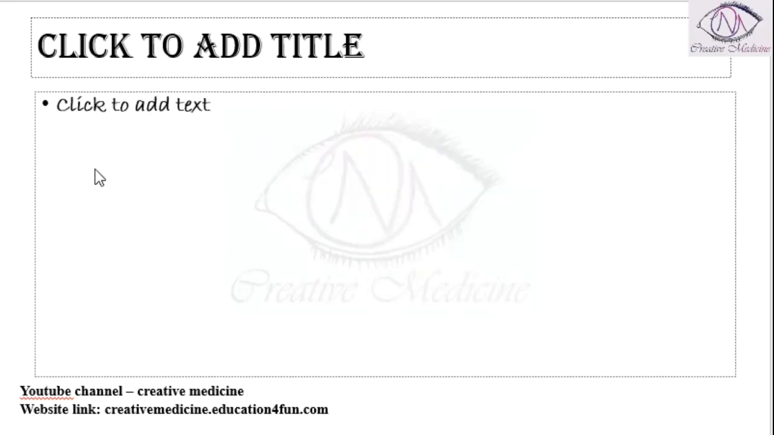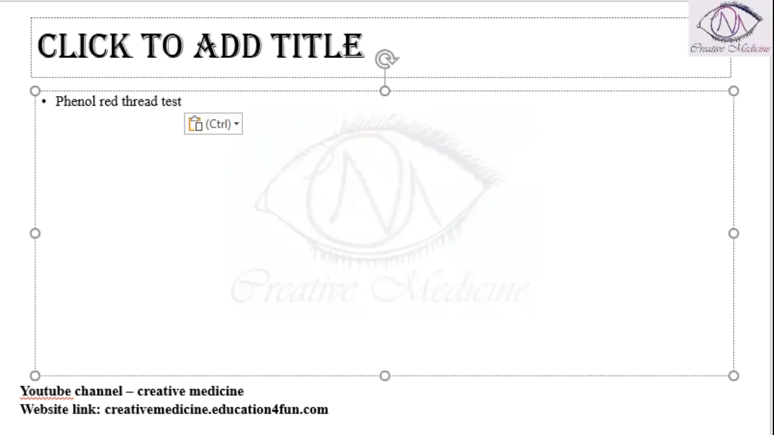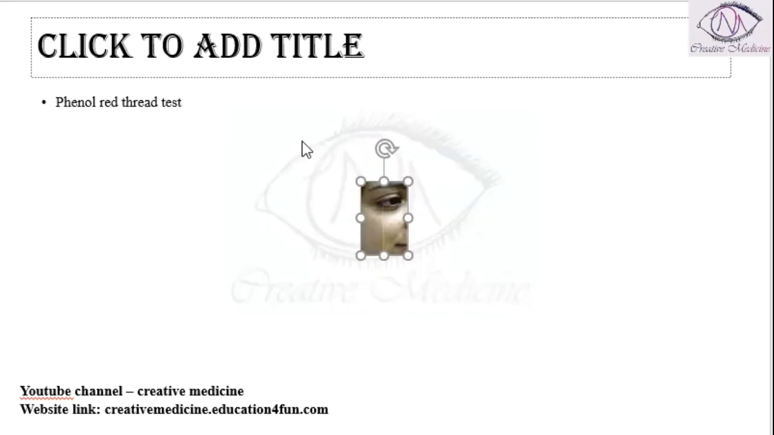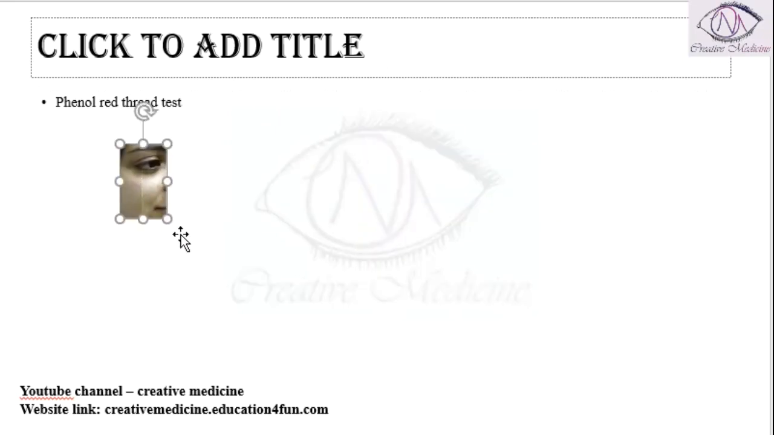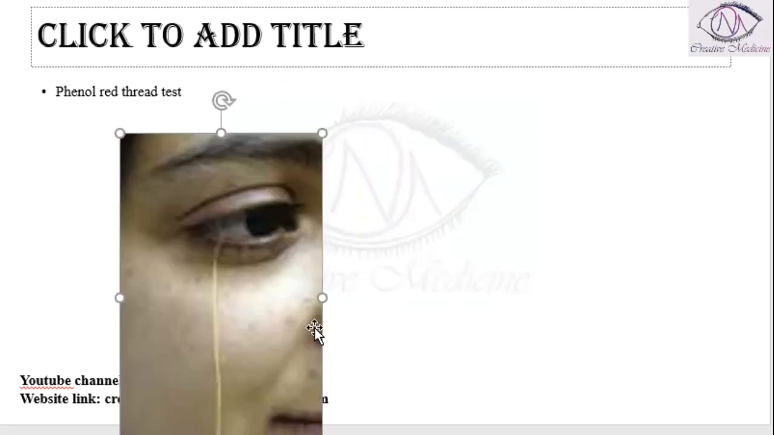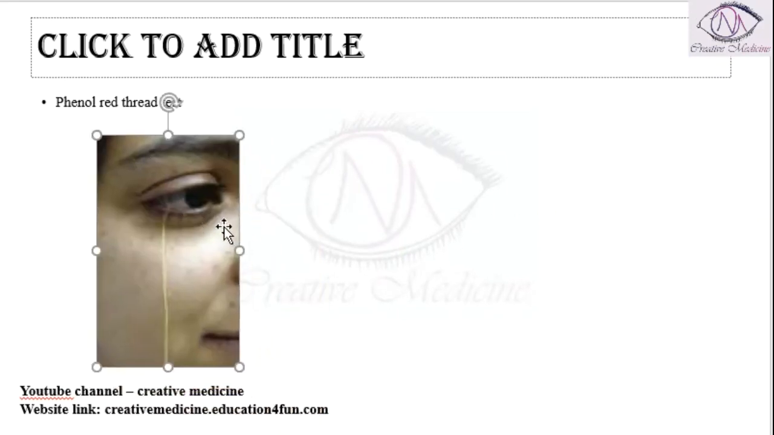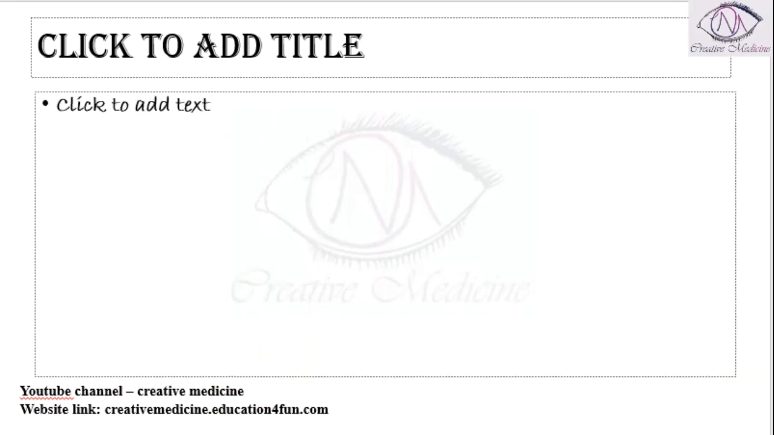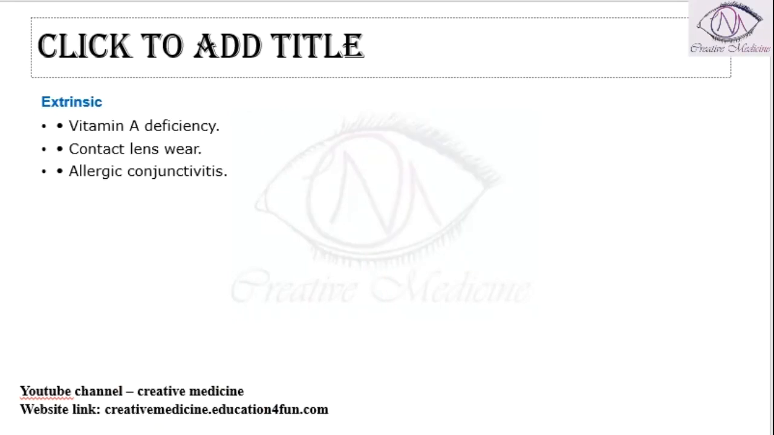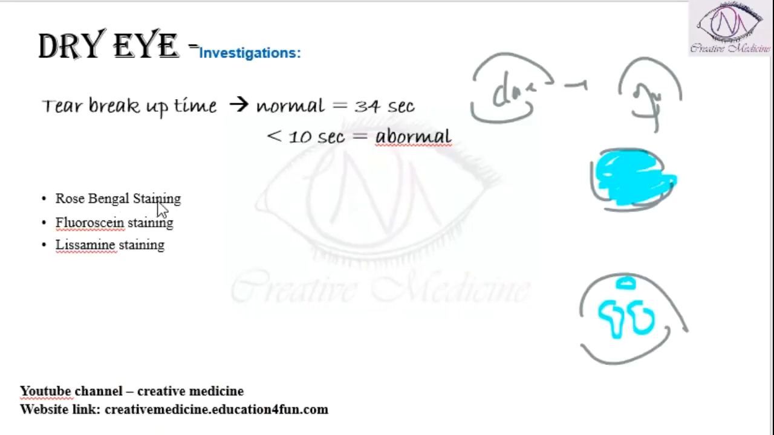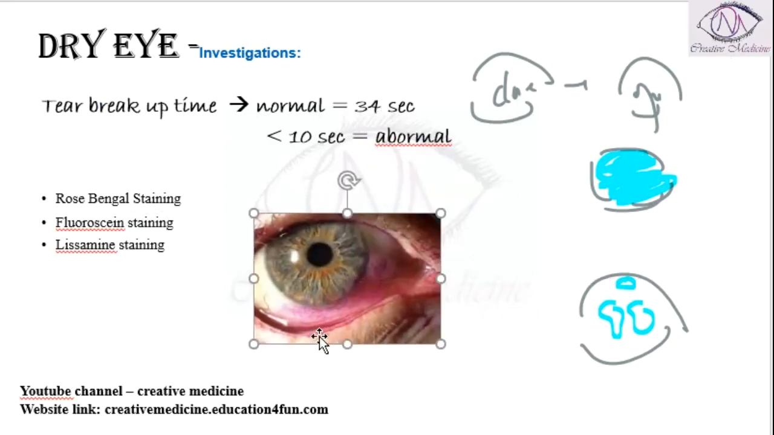Then we also have one more test, which is called the phenol red thread test. In the phenol red thread test, a thread is taken, dipped in the phenol red, and put in the eye, and you will see whether dry eye is there or not. Then we have rose bengal staining for dry eye, which looks something like this. So this is the rose bengal staining for dry eye.